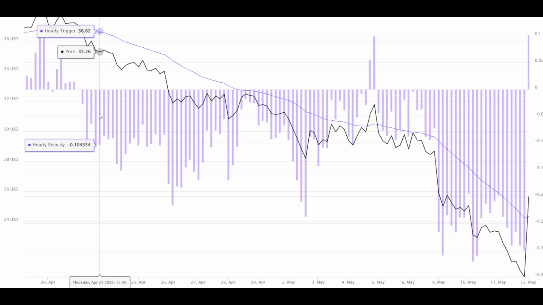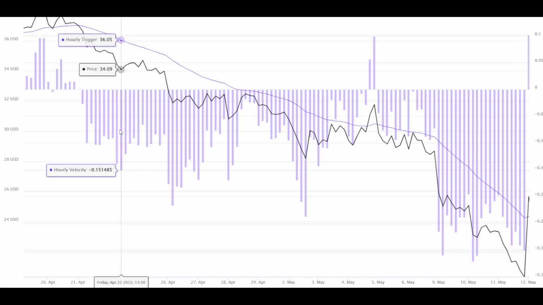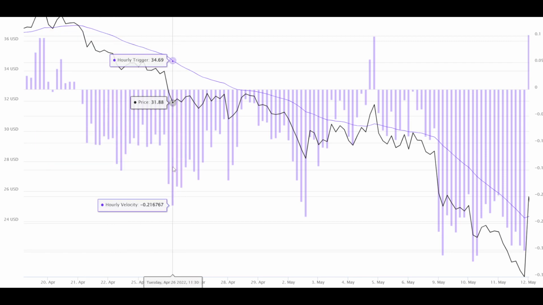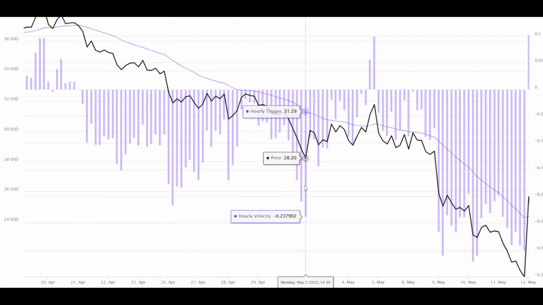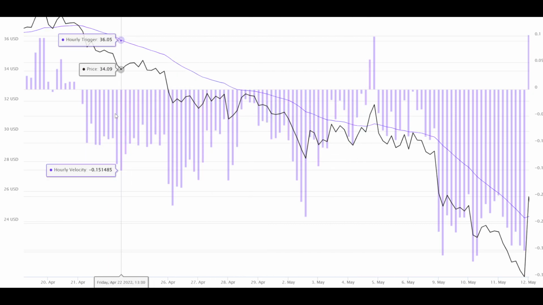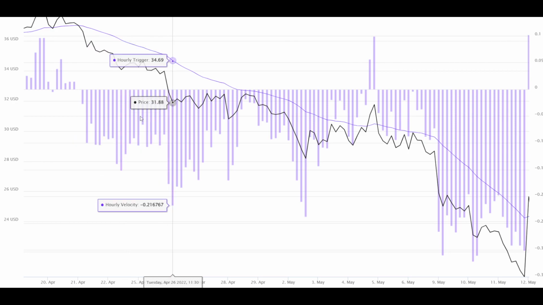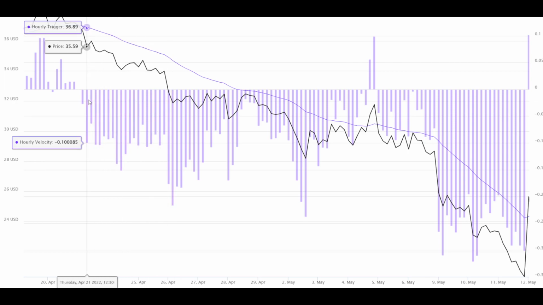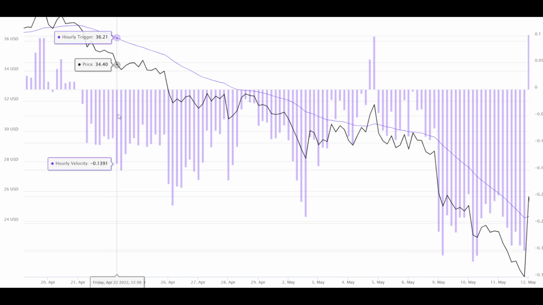Here we're getting readings of 0.1, negative 0.1, negative 0.15. Here we get negative 0.2. Here we get negative 0.23. So GME was moving with a whole lot more velocity here. And the stronger the velocity is, whether it's to the upside or the downside, that's how strong the move is going to be. You could see the negative readings were really strong to the downside.